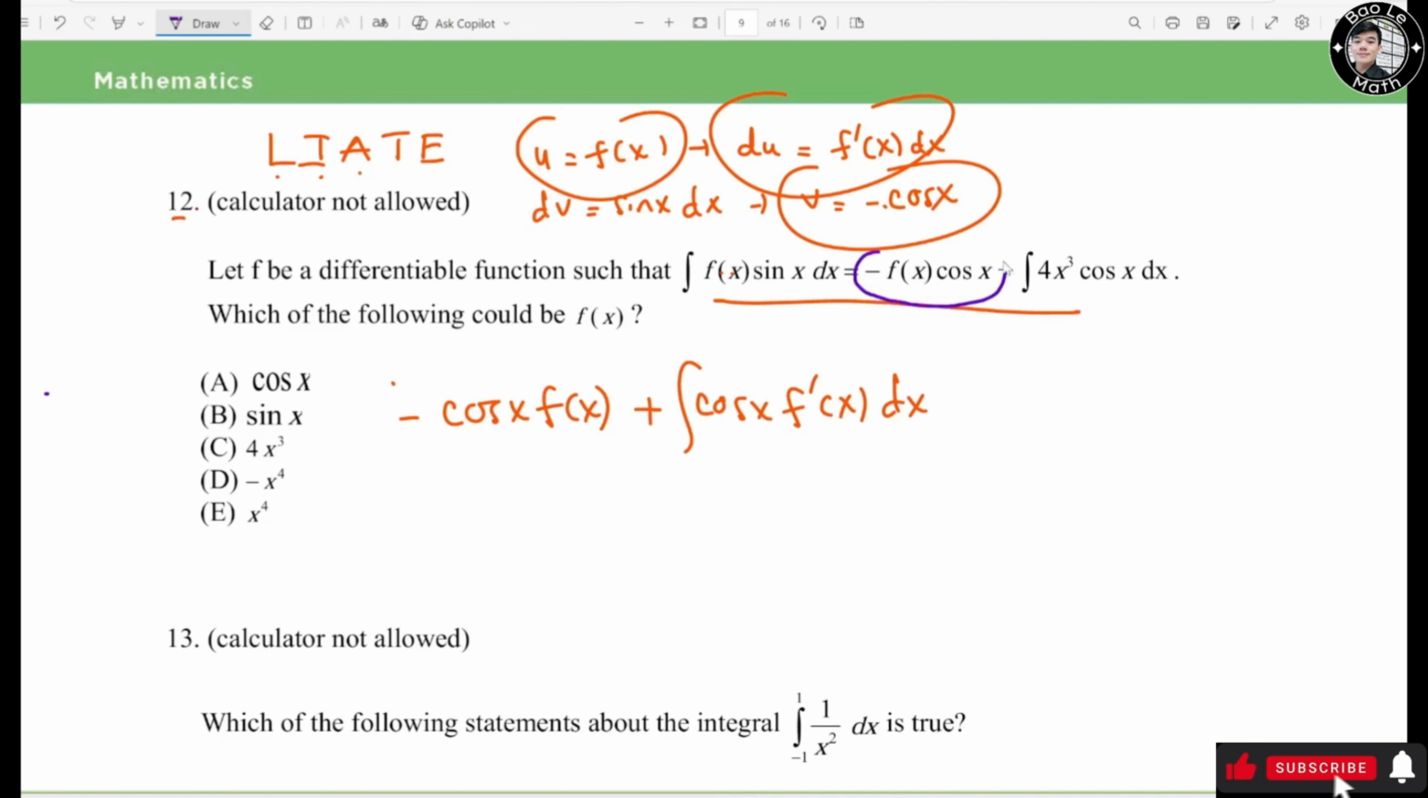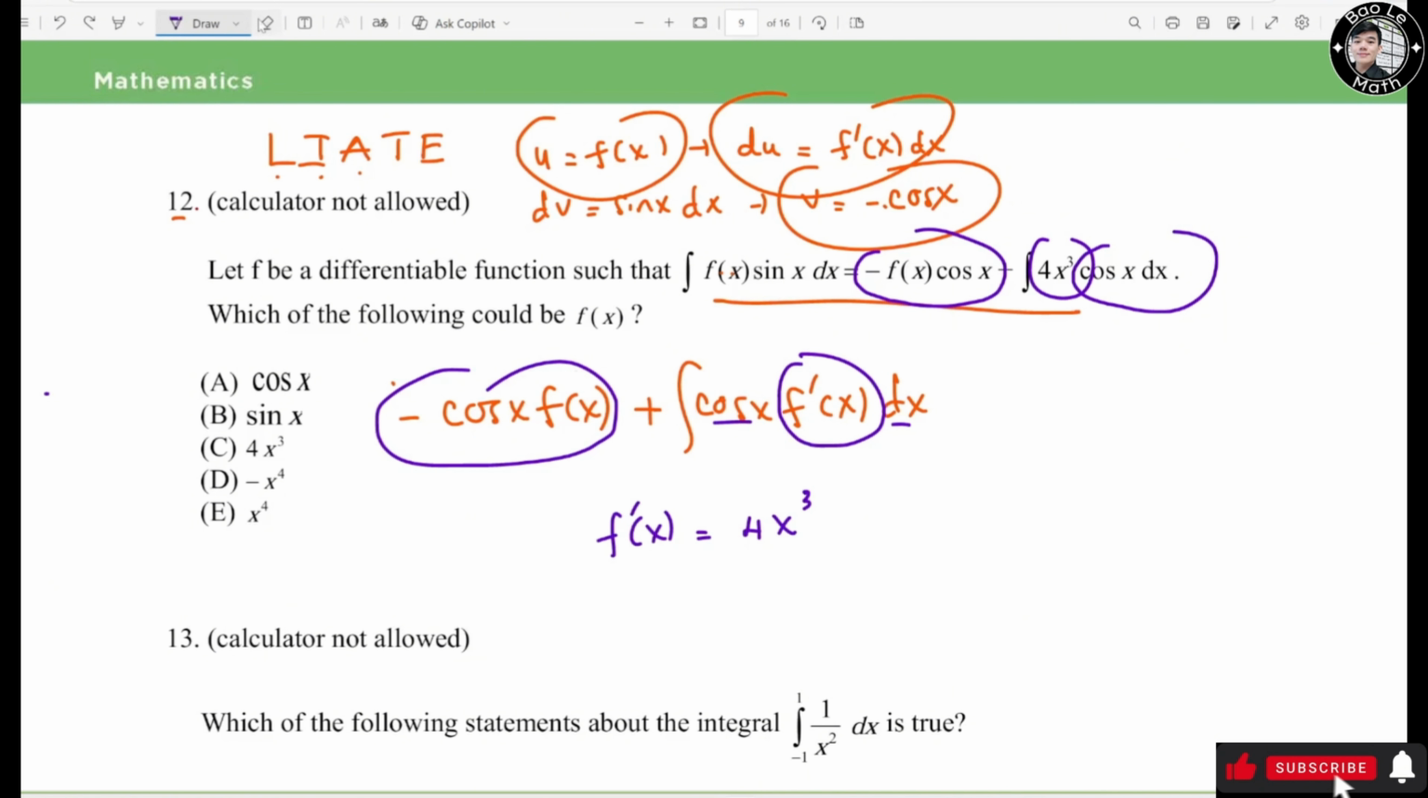The first guy right here and this guy right here are the same, right? Now this guy right here, we have cosine s ds, it could be right here. So f prime of s equals 4s cubed, right? Take the antiderivative of both sides with respect to s, right? So we have f of s equals 4s to the 4 over 4, right? So then it's going to be s to the 4, right? The answer must be E.